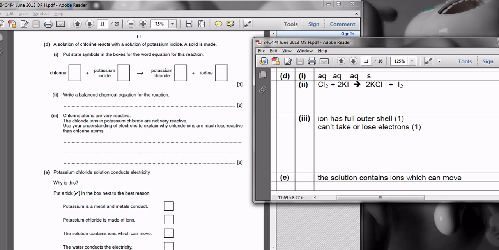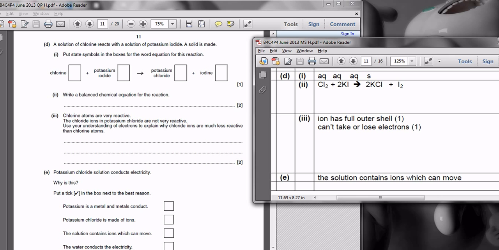Okay, so this is question 5D from the mock paper. It says a solution of chlorine reacts with a solution of potassium iodide. A solid is made. Put state symbols into the boxes for the word equation for this reaction.